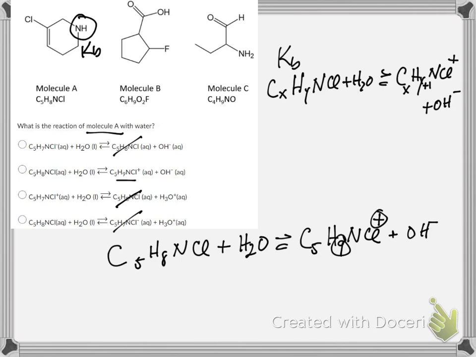Item D must never be selected, right? It's often selected on tests incorrectly. That would be Ka, but neutral nitrogens do not undergo Ka in water.